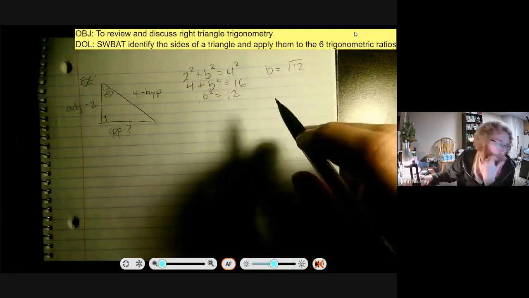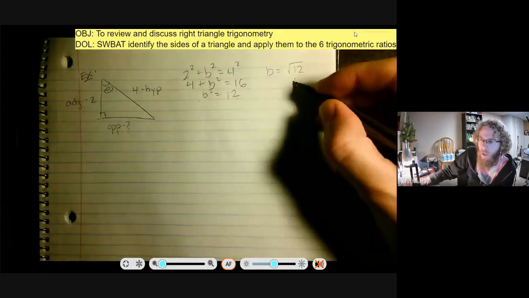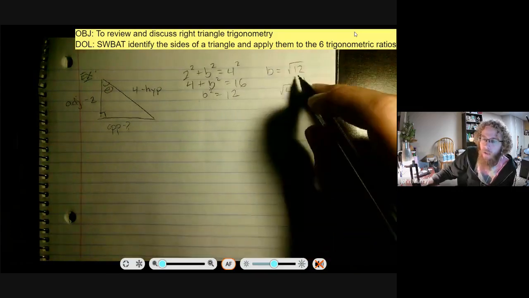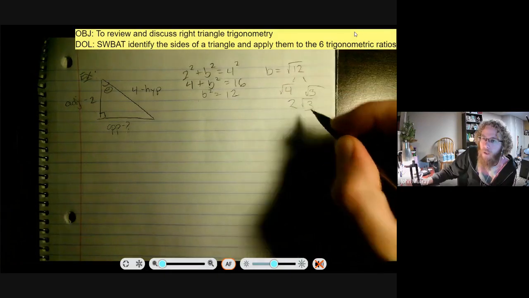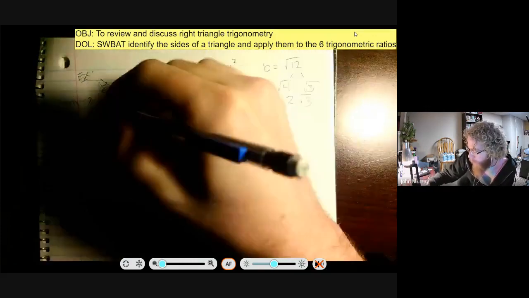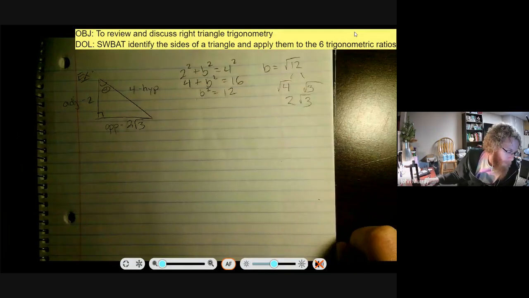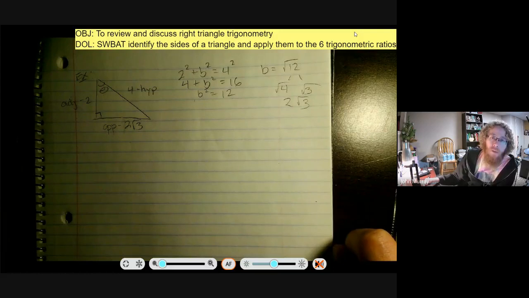Now, here we want to reduce this. I think we talked about it briefly once. All right, I'm going to break this up. Multiples of 12 are 4 and 3. The square root of 4 is 2. The square root of 3 is going to stay that. So my opposite side now is 2 times the square root of 3. We're going to leave it like this because keeping the square root there is a lot nicer than dealing with decimals again.